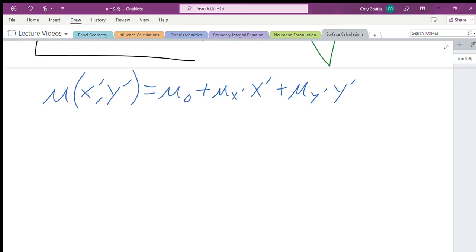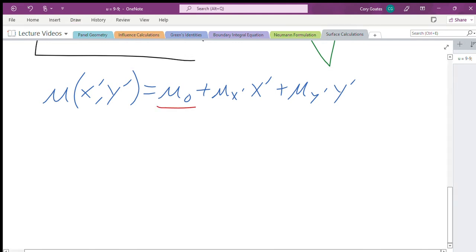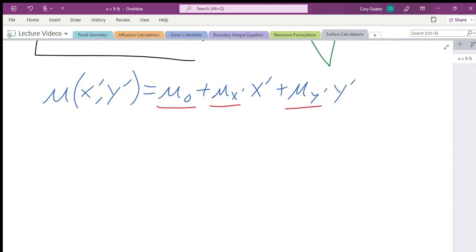Now this mu naught term represents our constant, and mu sub x prime and mu sub y prime are our derivatives of doublet strength in the x and y prime directions. So we've got this really simple equation that describes our distribution across the panel. And again, it's linear. In 2 dimensions we're linear. Okay.